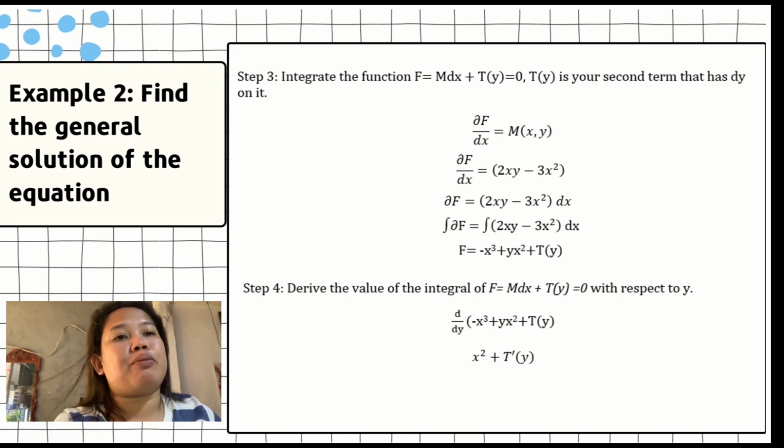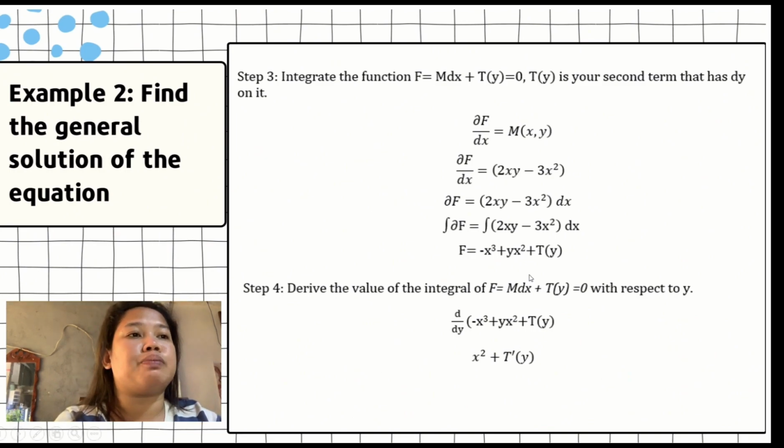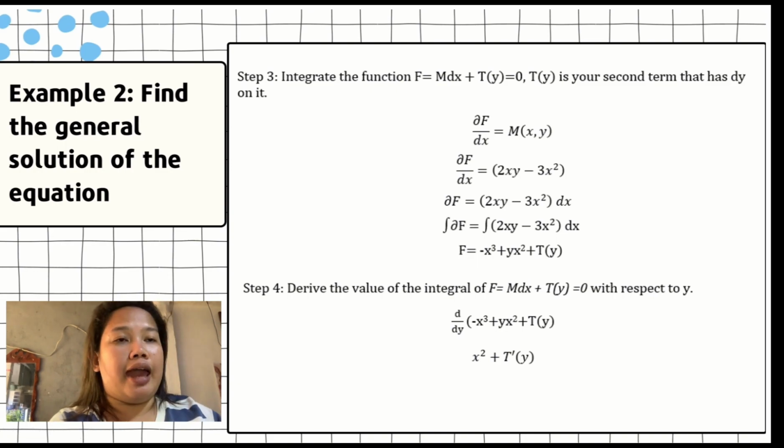Next step would be step 4. Differentiate the integral of f equals the integral of M dx plus t of y equals 0 with respect to y. So the answer of f on step 3, we are going to differentiate it on step 4. So the derivative of the equation negative x cubed plus yx squared plus t of y with respect to y, or dy, the answer would be x squared plus t prime of y.